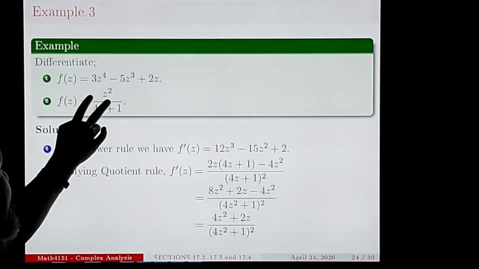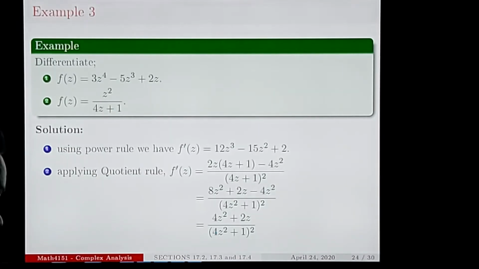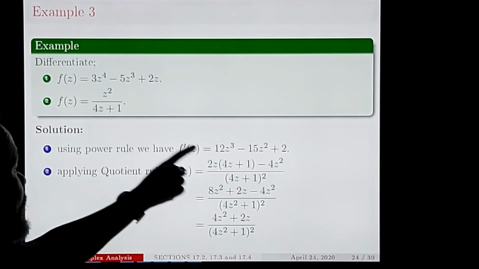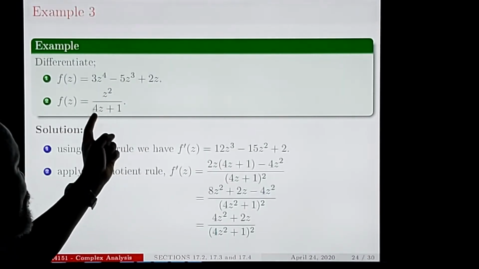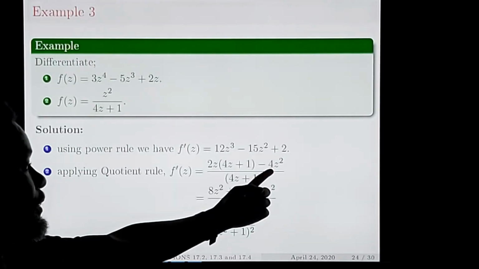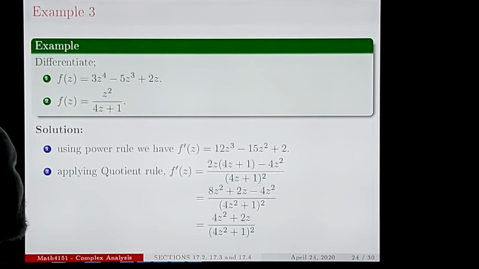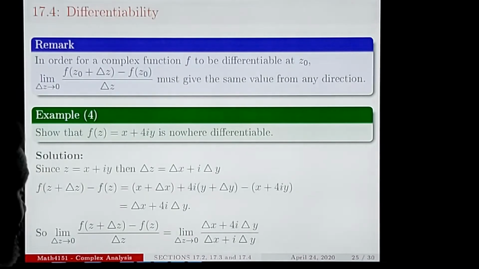Then f of z equals z squared over 4z plus 1. How do you deal with this? Well, you just apply the quotient rule. The quotient rule says you differentiate this, you get 2z, you multiply by 4z plus 1, minus, you differentiate this, you get 4, you multiply by z squared, you get this. Then you bring them together and you end up with that. So, power rule, quotient rule: the same thing you used to do, the same way you used to differentiate. Okay, differentiability.